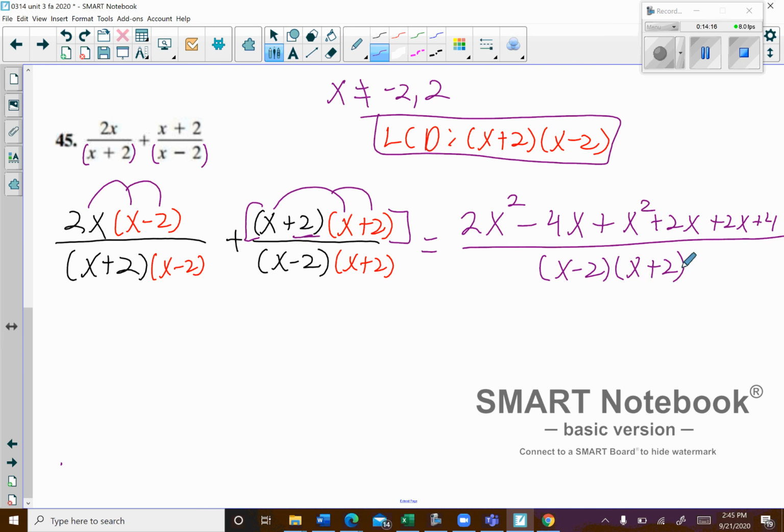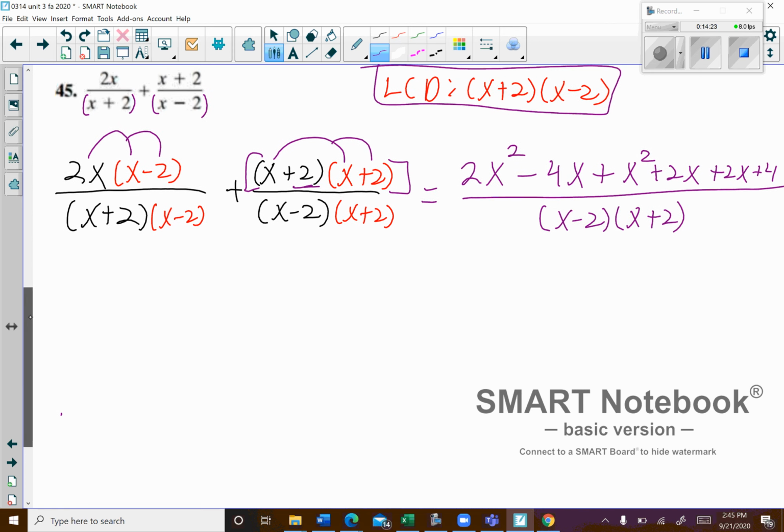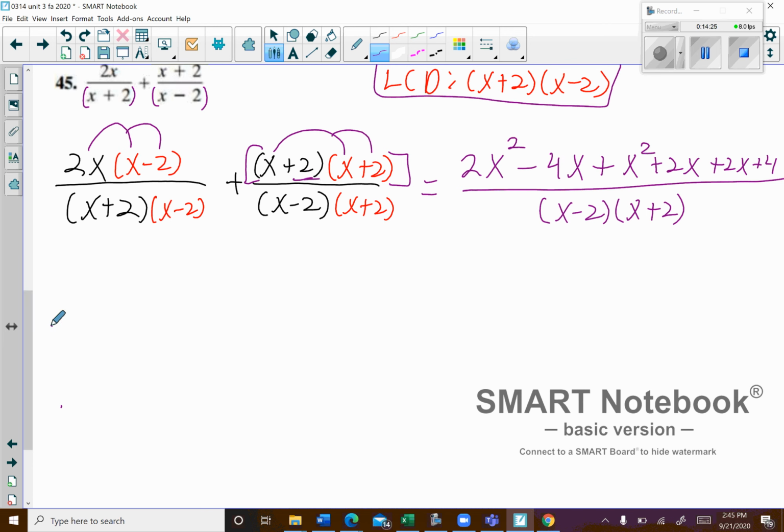All right. So then the next thing we're going to do is clean up our numerator. Whatever like terms we have, we want to clean that up. So I have a 2x squared here, and I have a 1x squared here. 2x squared and a 1x squared together is a 3x squared.